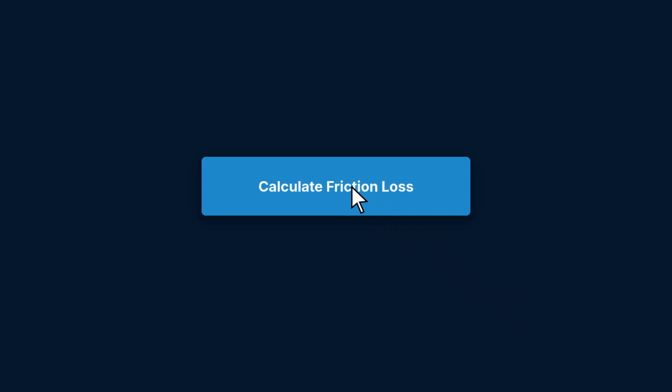After clicking Calculate Friction Loss, here are our results. Head loss HF shows 0.0001 meters, representing the energy loss due to friction. Pressure drop delta P is 0.58 pascals, the actual pressure reduction through the pipe.